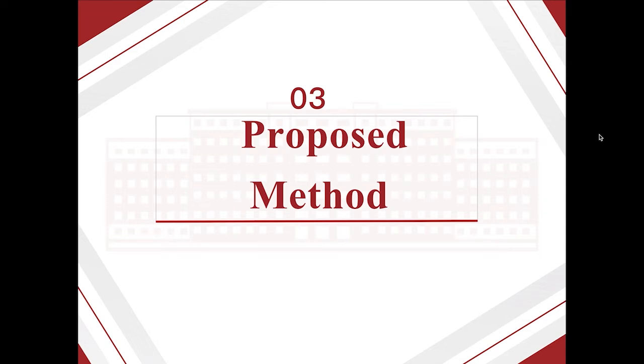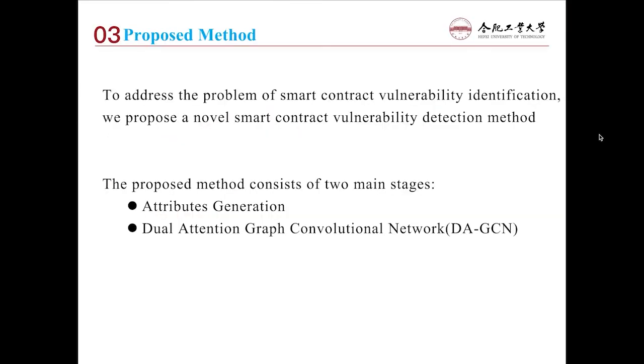Next, I will present our proposed method. To address the problem of smart contracts vulnerability identification, we propose a novel smart contracts vulnerability detection method. We first generate the attributes of smart contracts, including the control flow graphs and the Ethereum virtual machine opcode sequences. We then propose a novel model, dual attention graph convolutional network, to detect vulnerabilities in smart contracts.